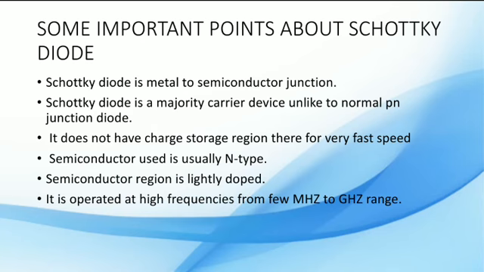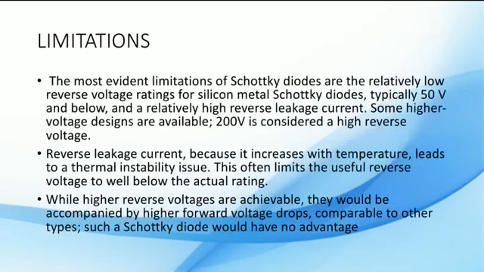Some important points about the Schottky diode. The Schottky diode is a metal to semiconductor junction. It is a majority carrier device, unlike the normal PN junction diode. It does not have a charge storage region. There is very fast speed. The semiconductor used is N-type, and the semiconductor region is lightly doped. It is operated at high frequencies, from a few megahertz to the gigahertz range.